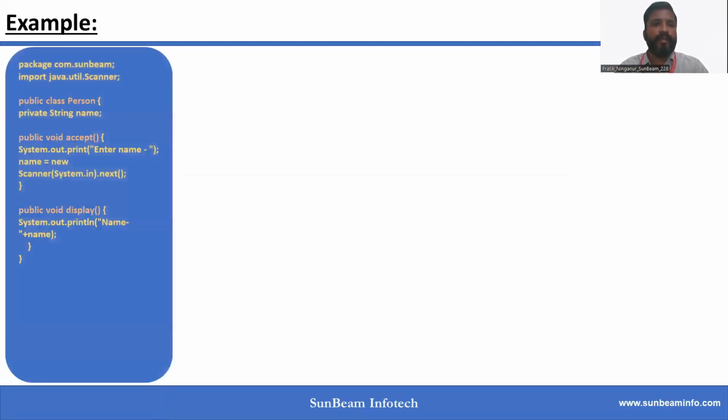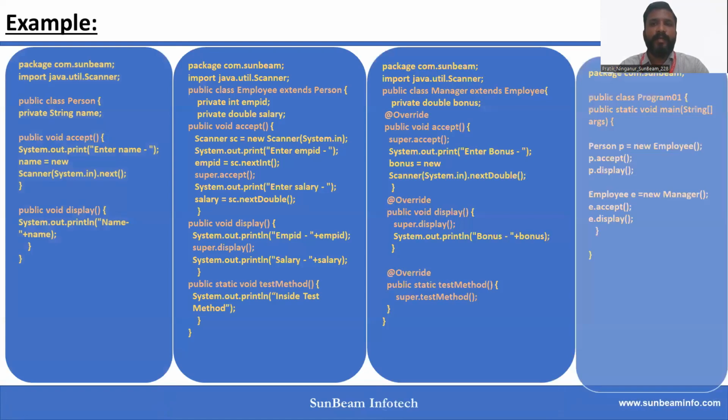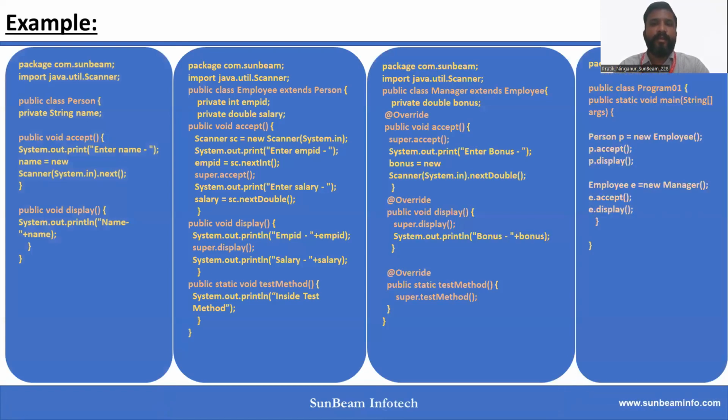Here we have a Person class, an Employee class, and a Manager class, and this is the main class. So you can implement this code and observe the output.